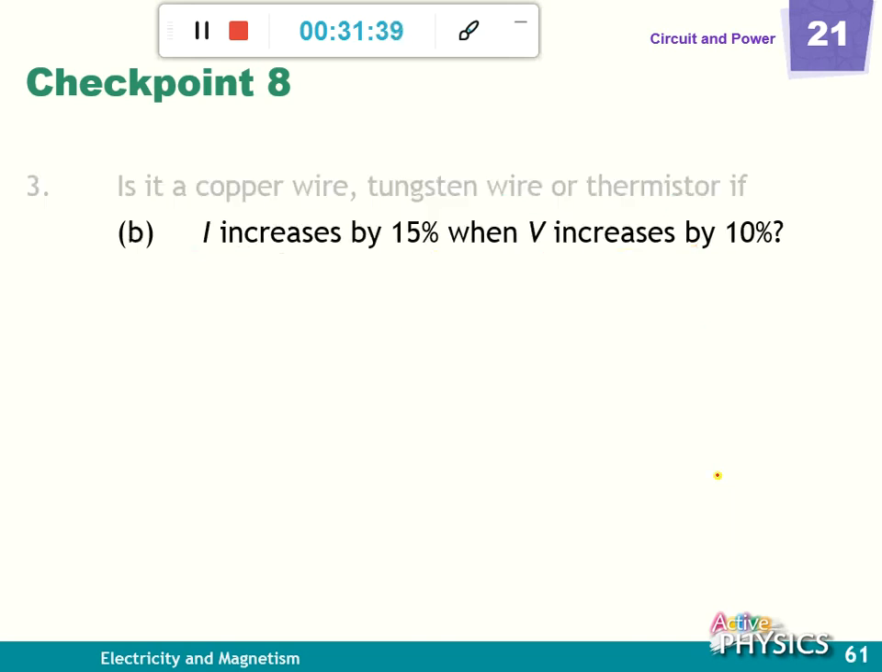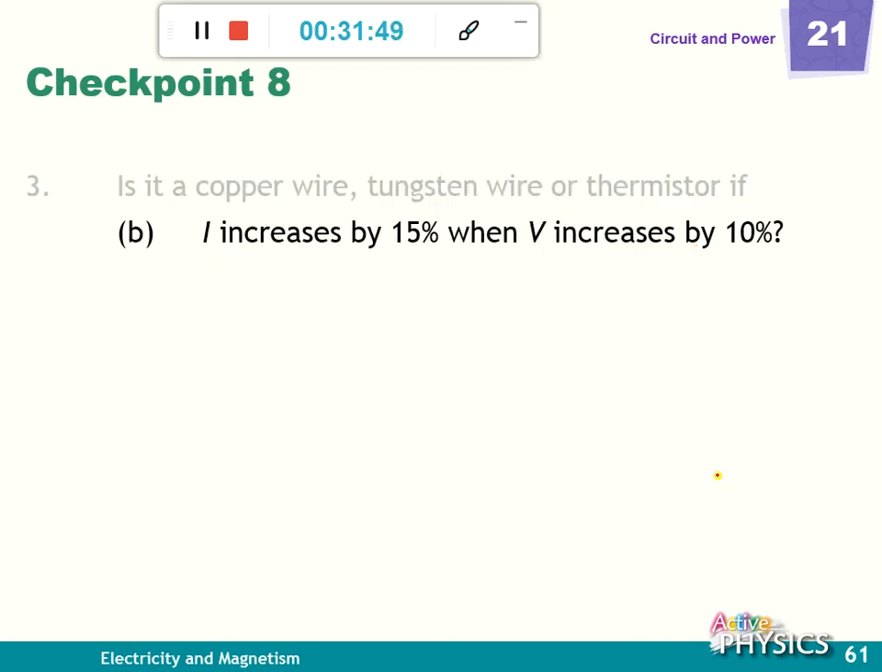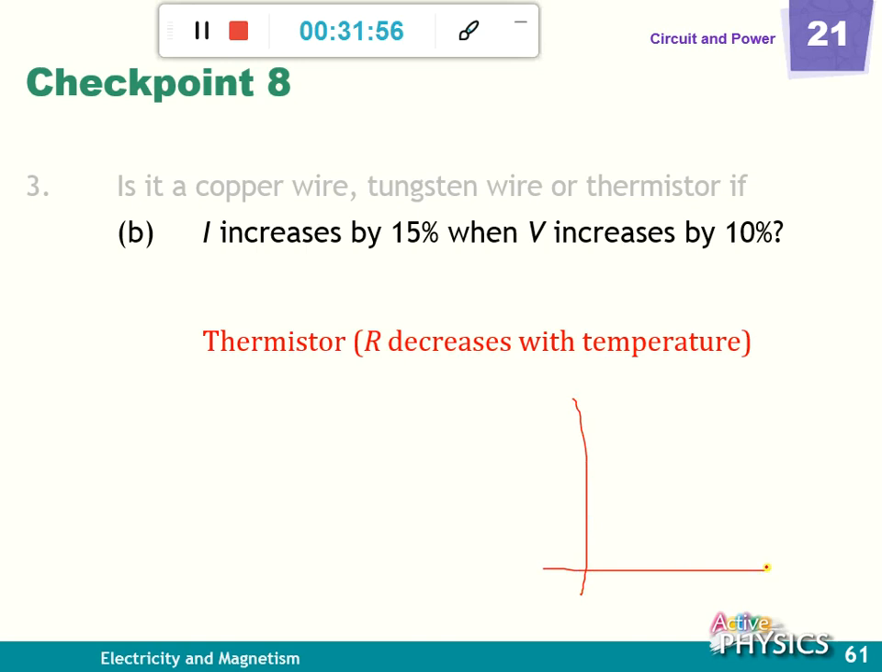Part B, I increases by 50% when V increases by 10%. Go back to this. Part A, focus on R. Part B, focus on I. This one should be the thermistor. How to draw the diagram of it? This one is V, this one is I. Okay, now for the thermistor, the diagram should be like that.